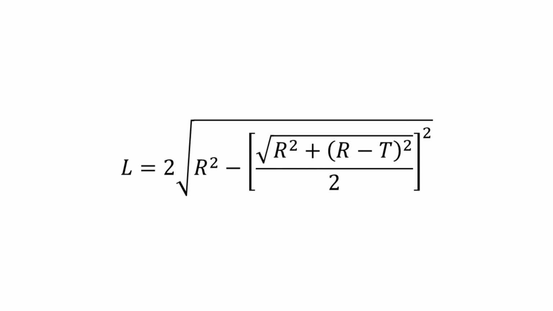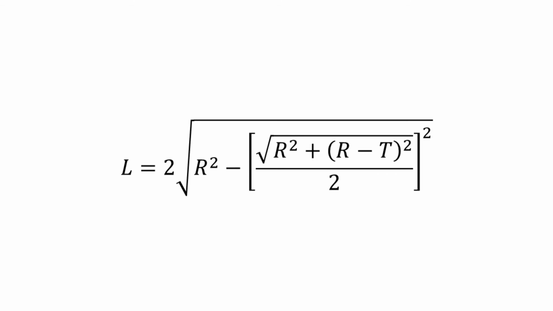Okay, so let's go back to our formula. It's actually kind of pretty the way it is, and it would be functional, but we can get it a little better than that. So it does say the length that we're looking for is 2 times the square root of the radius minus all of the square root of r squared plus the quantity r minus t squared over 2 squared. That's a big pain. So let's go ahead and start tackling things.